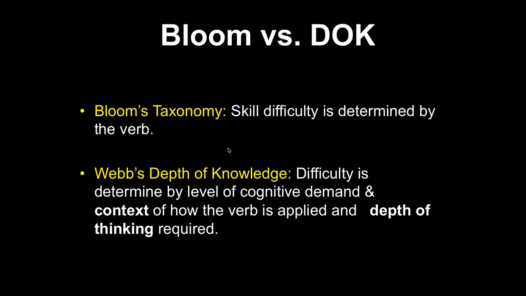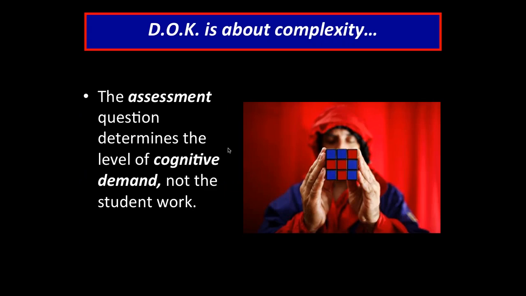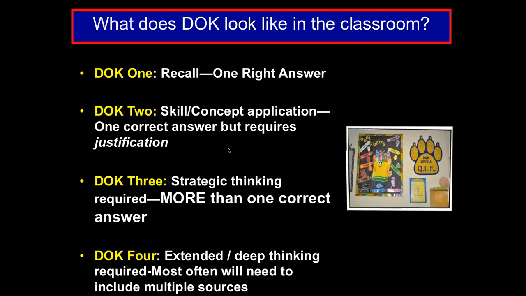So that's why when we unwrap the standards, we look at not just the skills or the verbs, but what the students actually have to do with them. That is so important, as you'll see in the unwrapping examples both in your handout and what I'll guide you through on the screen shortly. Again, it's the assessment question and its complexity that determines the cognitive demand, not the student work, not the work that they have to produce. Even though they might have to produce more, that doesn't necessarily mean it's more rigorous.